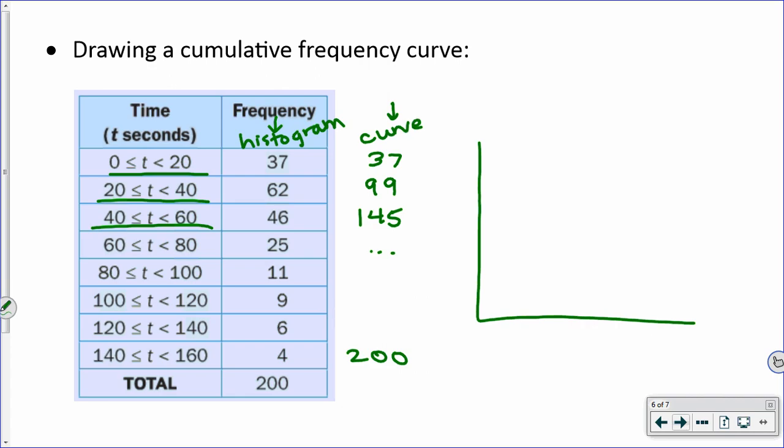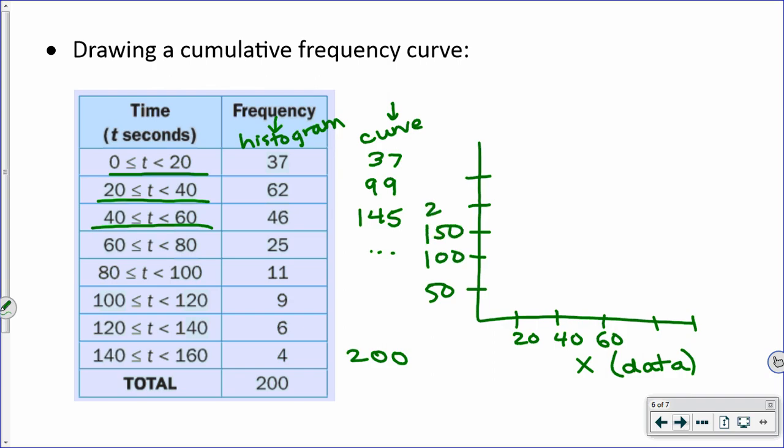So the points that you're going to plot line up above your x values, which is your data, the upper boundary of each class. So the upper boundary of the first class is 20, then the next one is 40, then the next one is 60. So you could say up to 20 seconds had, so we can have, let's say, I'm just going to be very approximate here in the interest of time.